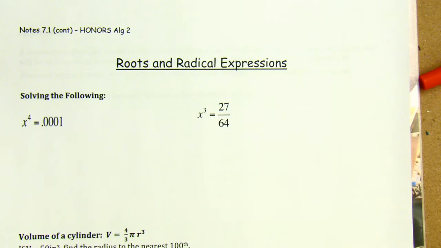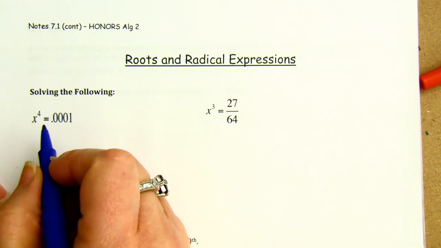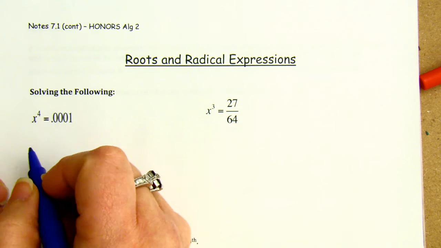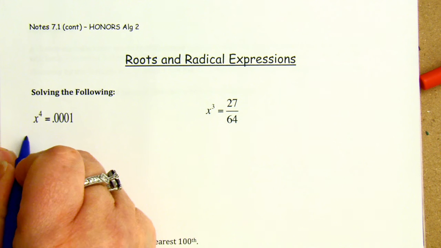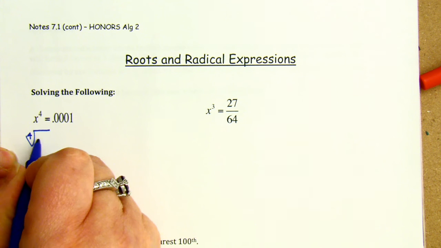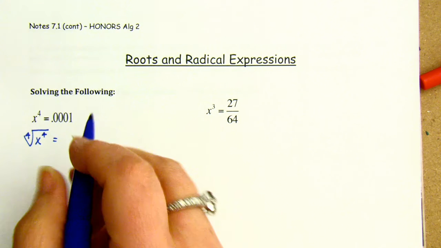All right, finishing up chapter 7, section 1, roots and radical expressions. All right, so we see our first example here. It says x to the power of 4 equals 0.0001. All right, notice that this is an even exponent. So to get rid of this exponent, we're going to take the fourth root of x to the power of 4. If you do that on the left side, you have to also do that on the right side.